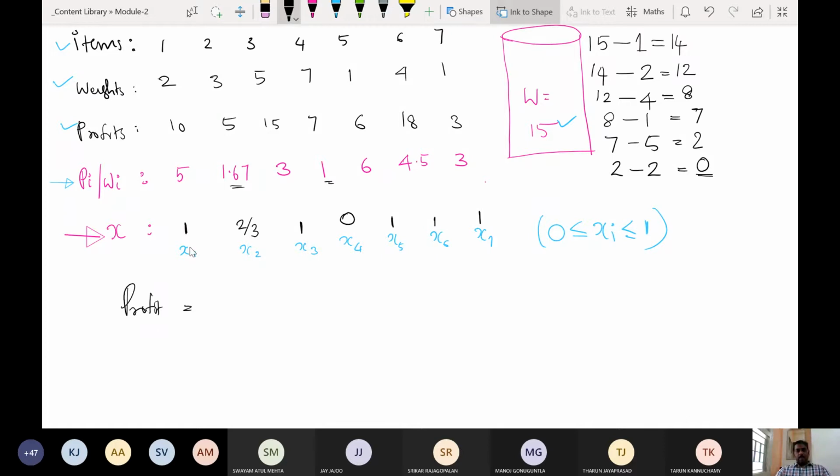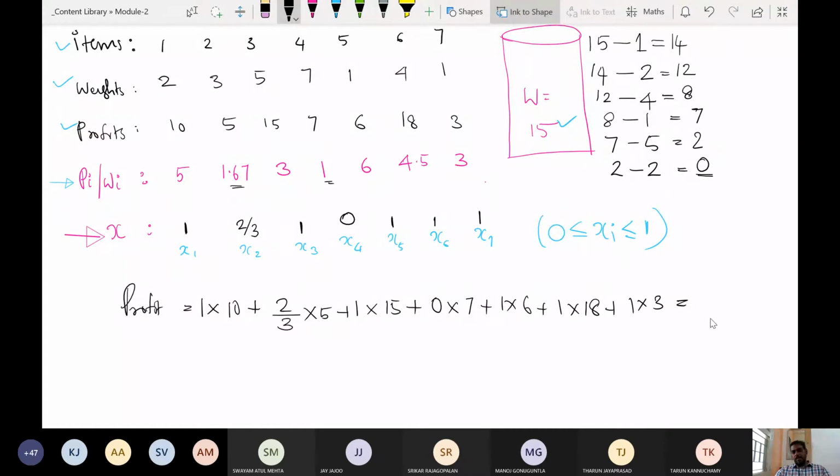Total profit equals item number 1 fully included, so 1 into the profit of item number 1, which is 10, plus item number 2. I could include only 2 by 3. What is the profit that I get? 2 by 3 into 5 is the profit. Plus item number 3, which I completely included. The profit of 3 is equal to 15. Plus item number 4, I did not include anything, so I won't get anything: 0 into 7. Plus 1 into item number 5, it's 6, plus 1 into 18, plus 1 into 3.